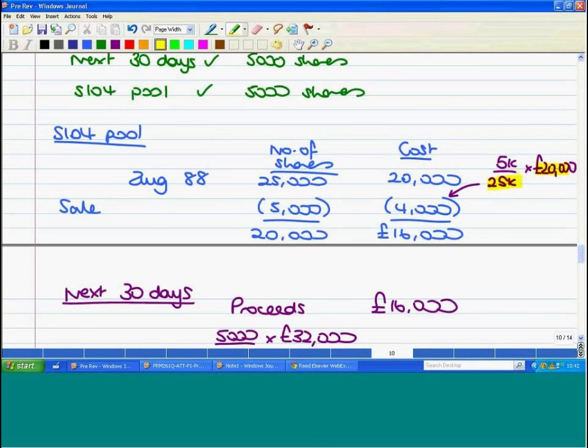I'm dividing by the 25,000 shares it represents, and then multiplying by the 5,000 shares that I need to dispose of. That means my cost for those 5,000 is going to be £4,000. So I've done my hard work ready for when I do my gain calculations for each of these 2 disposals.